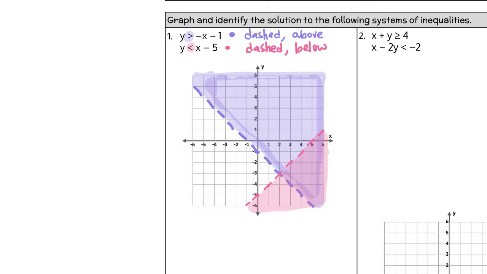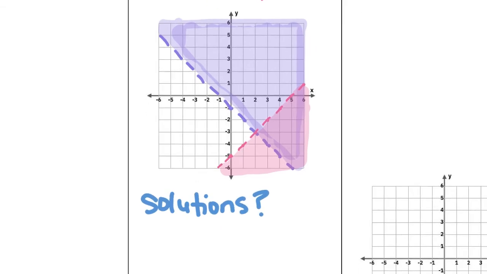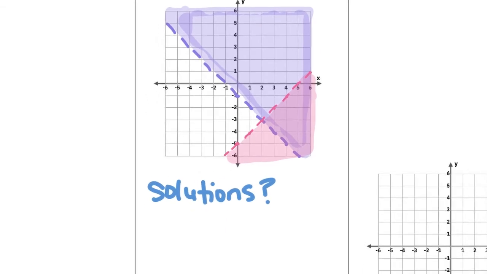So I didn't put this on the notes, but I think we should answer it. Are the following points solutions? So what if I had the point, let's call this point x, the point 2, 2. So I'm going to go to my graph. Here's point 2, 2. So it's in the purple part, yes. But in order to be a solution to the system, it has to be in the double shaded area. And this is only shaded purple, so this one would be no.